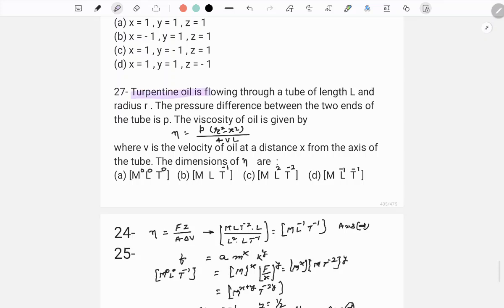Next, turpentine oil is flowing through a tube of length L and radius R. The pressure difference between the two ends of the tube is P. The viscosity of oil is given by eta is P into R square minus x square upon 4VL, where V is the velocity of oil at distance x from the axis of the tube. The dimensions of eta are.